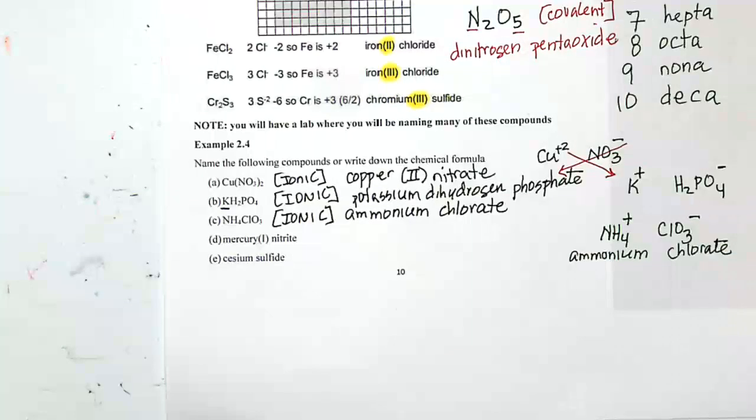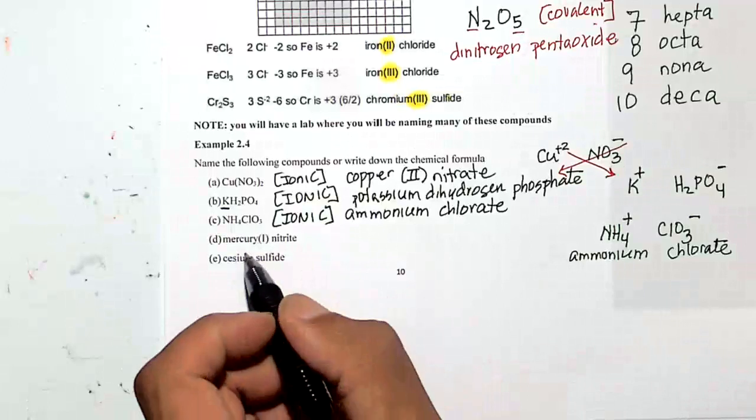So why are we not using prefixes? How come no mono, di, tri, tetra, all of that? These are not covalent compounds. That is the right answer.